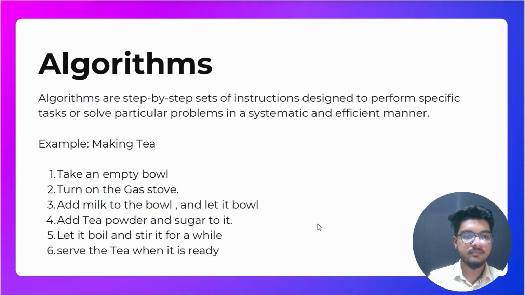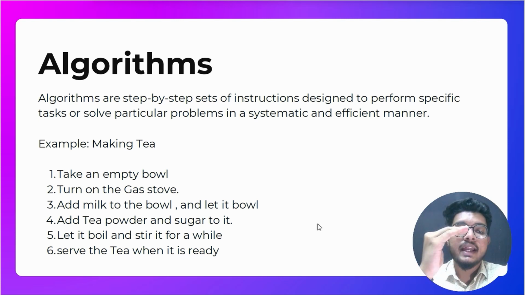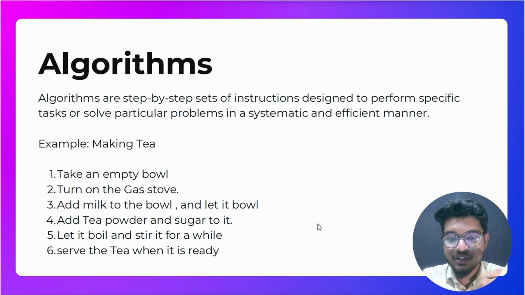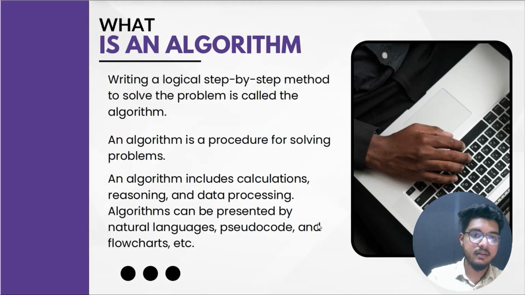Clear? Next, algorithms. We have discussed what these algorithms actually are. Algorithms are a set of step-by-step instructions of doing something. We took an example of making tea: take that bowl, add milk, add sugar, add tea powder, let it boil, and then serve. In the same way, we have taken simple examples of multiplying two numbers and adding three numbers. All of these are examples of algorithms, and that algorithm is converted into code. Code is nothing but a program. This is the algorithm definition which we discussed yesterday.